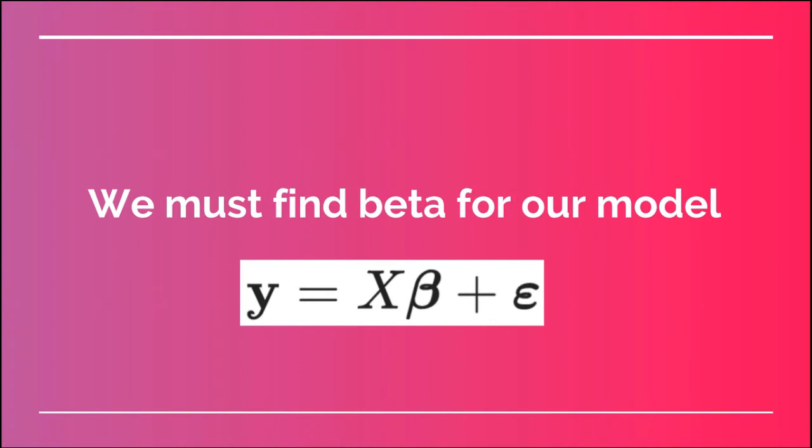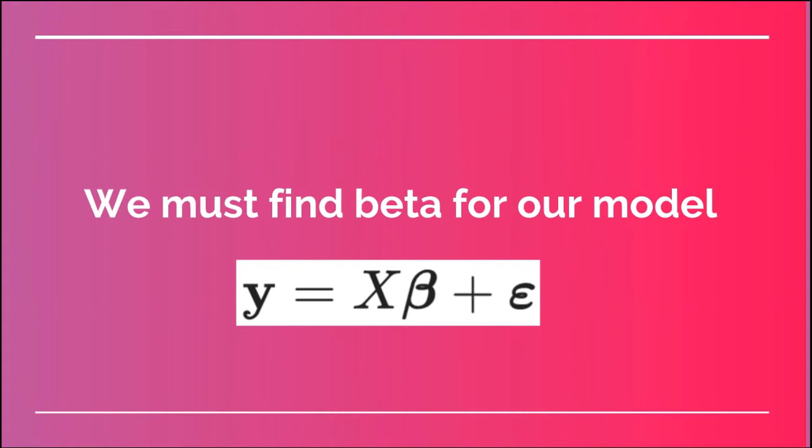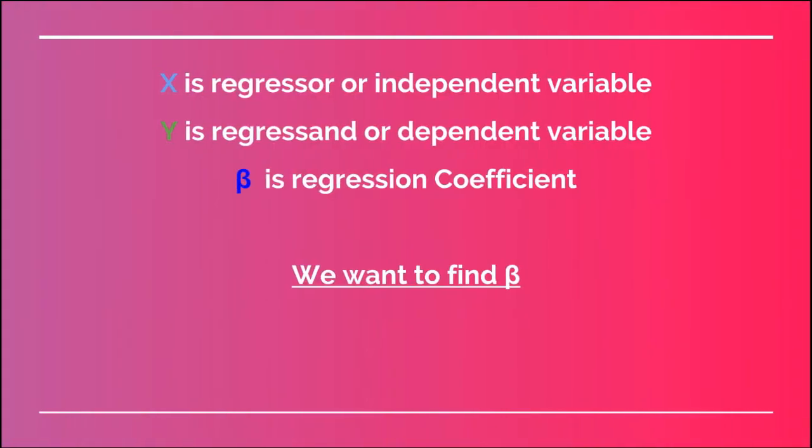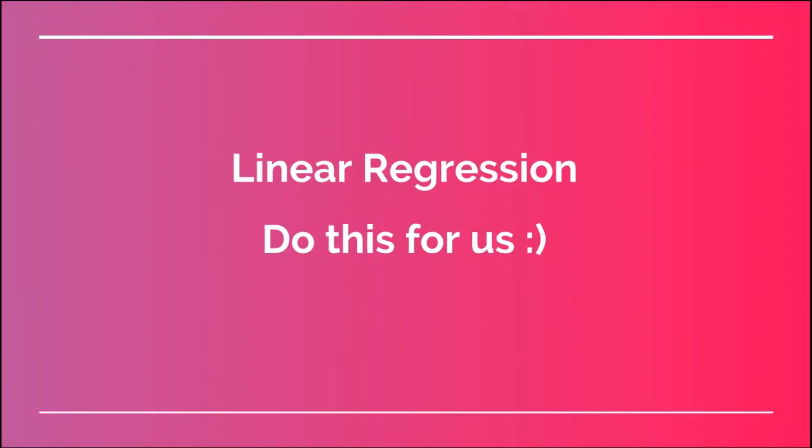So y equals X multiplied by the beta vector plus epsilon. Epsilon is our error vector. X is a regressor or independent variable. Y is a regressand or dependent variable. Beta is a regression coefficient. We want to find beta. And linear regression does this for us, and Python hopefully does this for us, and it is very good.